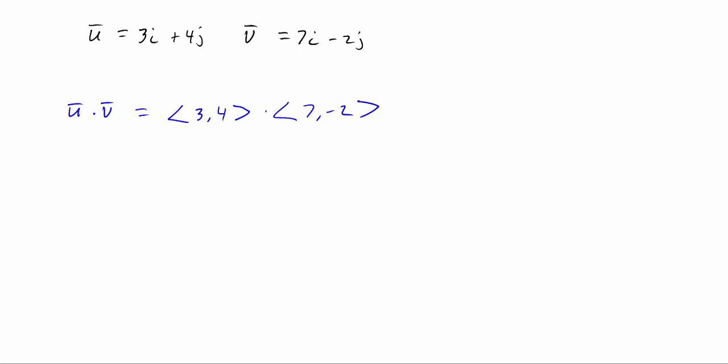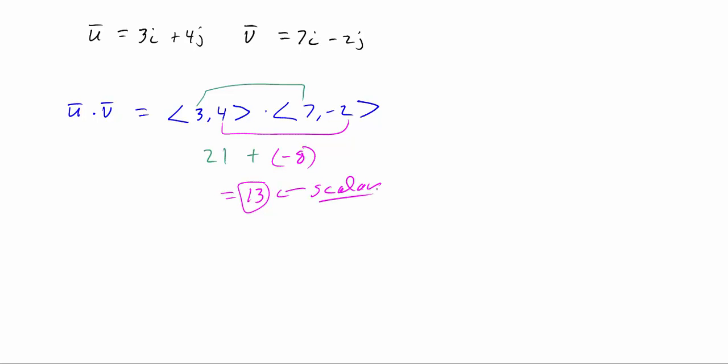And now we just apply the dot product rule, and that means we have 3 times 7, which is going to be 21, plus 4 times a negative 2, which is a negative 8. So therefore, 21 plus a negative 8, your answer would be equal to 13, which again is a scalar.